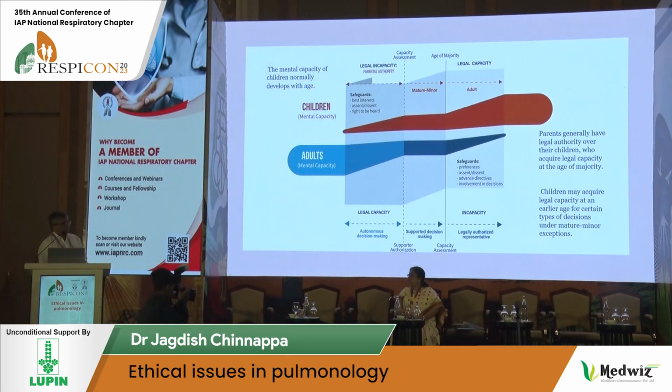We know very well that the mental capacity of children develops with age, and usually by the time they're 8 or 9 years, they are capable of giving what is called an oral assent. And once they reach the age of 12 years, they can even give a written assent. This, of course, is for research purposes, but you can use it otherwise also. So this is scenario number one.